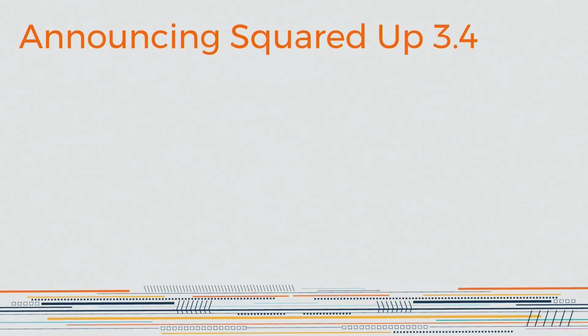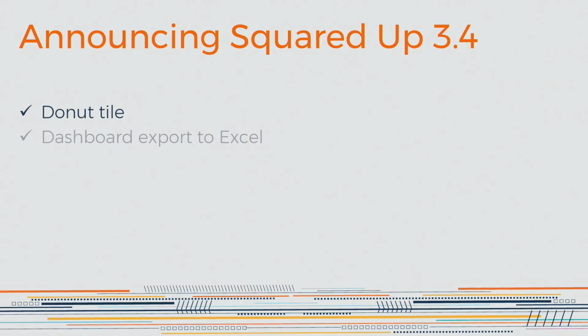All right, so with that done, let's move on to looking at what we actually have to show you today for SquaredUp 3.4. So three major new features that we're introducing in 3.4. The first one, a brand new tile, the donut tile. Hopefully you saw that in the announcement email that we sent out last week. I'll be showing that in a second, but that hopefully is going to be very well received and really change the way you can build your dashboards and drill downs.